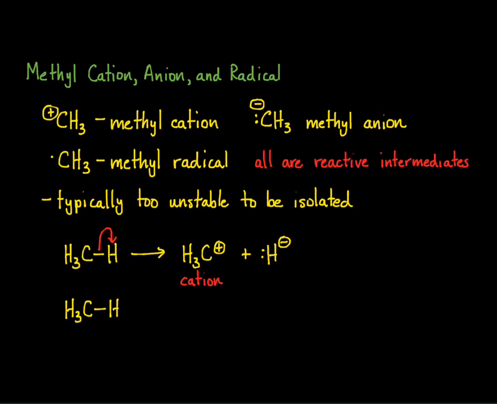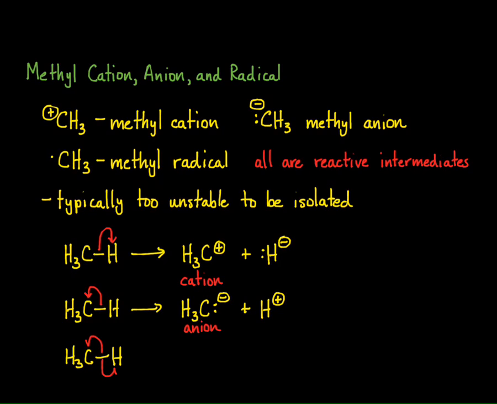Now, a second option is to move the electrons toward the carbon. In this case, I get the carbanion, the methyl anion, plus a proton in this case, because now hydrogen has no electrons associated with it. And of course, my last situation is when I move one electron to carbon and one electron to hydrogen.